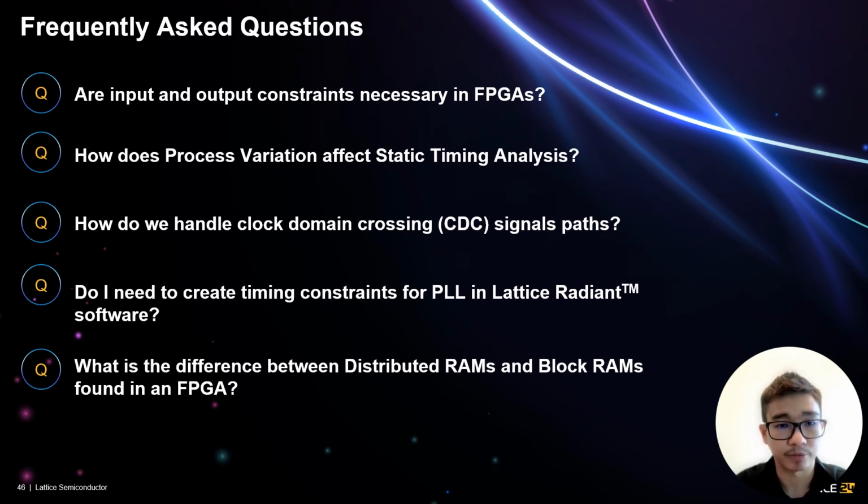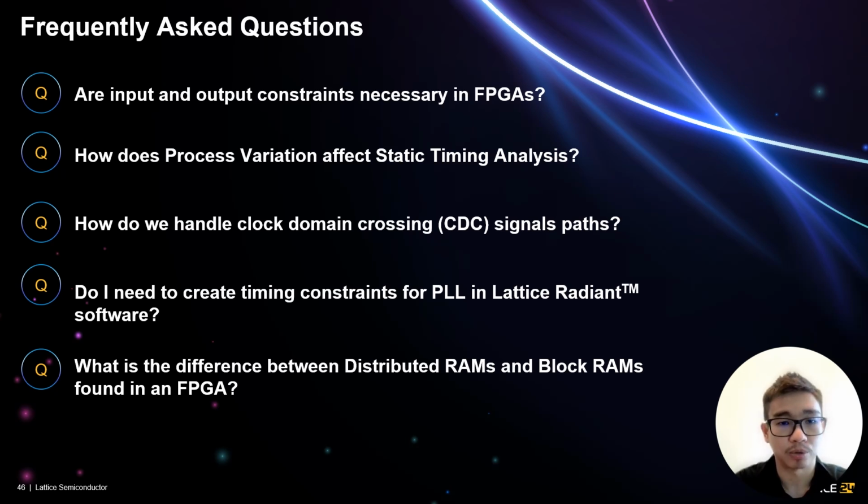Next, how does process variation affect static timing analysis? Well, process variation in silicon devices is due to fluctuations in the manufacturing conditions. This causes differences in timing delay characteristics, but the timing model in a tool would have already catered for the worst case scenario. The third question, how do we handle clock domain crossing or CDC signal path? If they are asynchronous, this path can be set to false path. Else, they should be handled carefully to ensure functionality is guaranteed, such as using FIFOs or synchronizer.